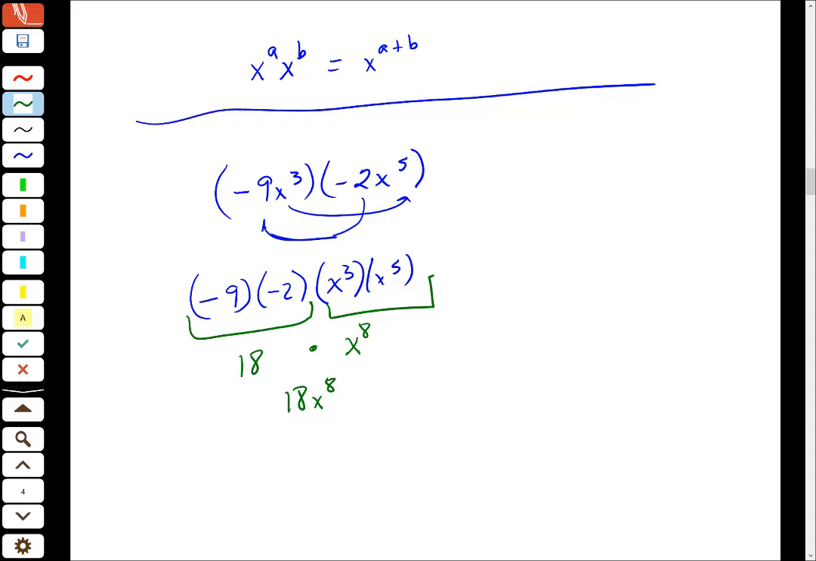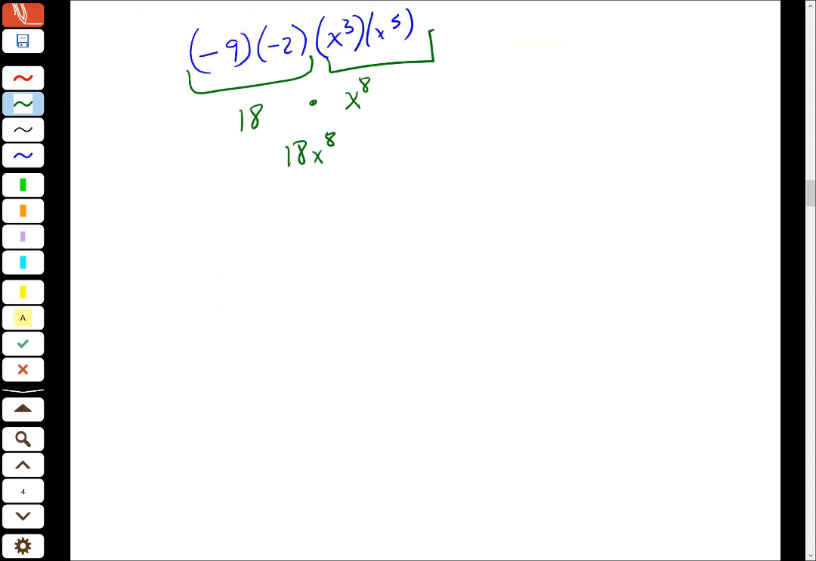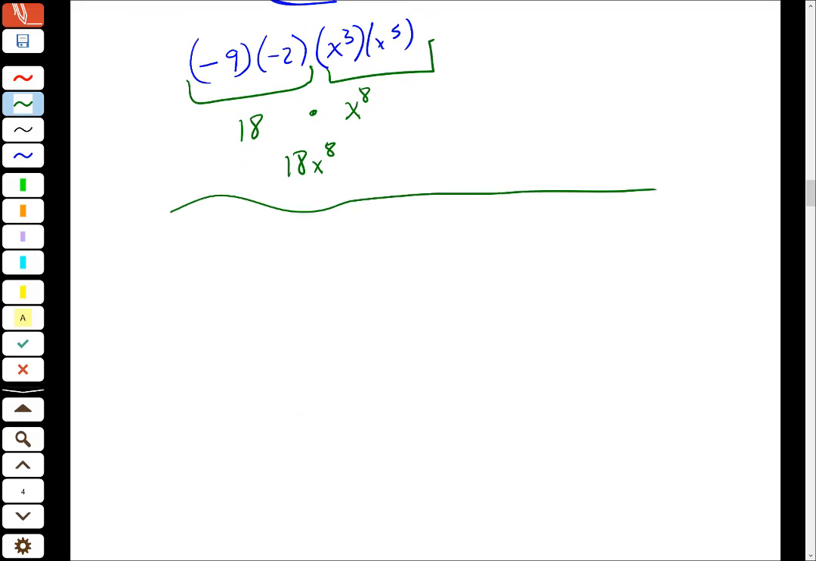Okay? Now I just want to extend this. And so now we need to be able to multiply two polynomials together. And you probably remember, so for example, multiply x plus 5 times x plus 7.